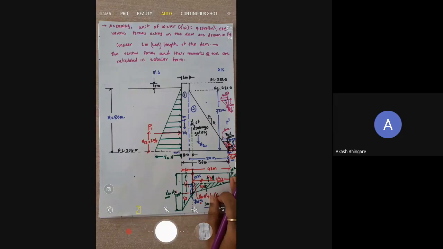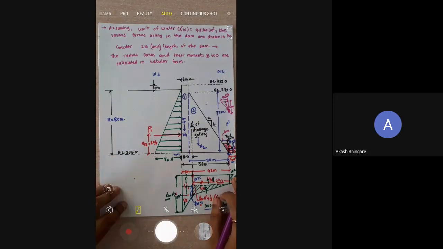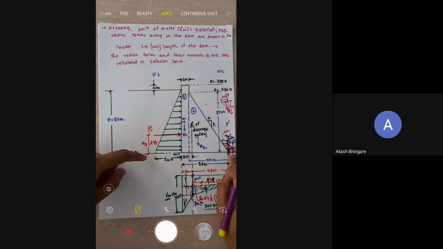Okay, lever arm distance for movement about toe. For a triangular pressure distribution, it will be acting at a distance h by 3 from base. So h by 3 will be the lever arm distance. Now what is the sign for movement? Whether it will create a clockwise movement or an anti-clockwise movement about toe.